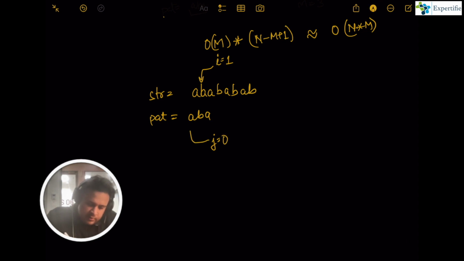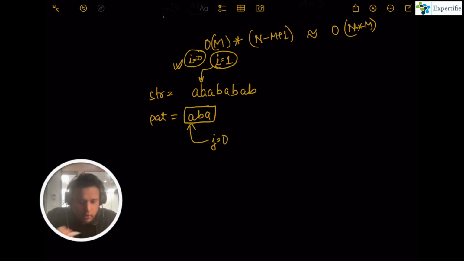And why do we do this? Because each substring has to be matched completely with the pattern, right? So you have to reset J to 0, because earlier, at I equal to 0, that substring you had checked, now you have to check the substring at I equal to 1. So again, B and A don't match. So now what do we do? Since J is at 0, we don't change anything here. I becomes equal to 2.